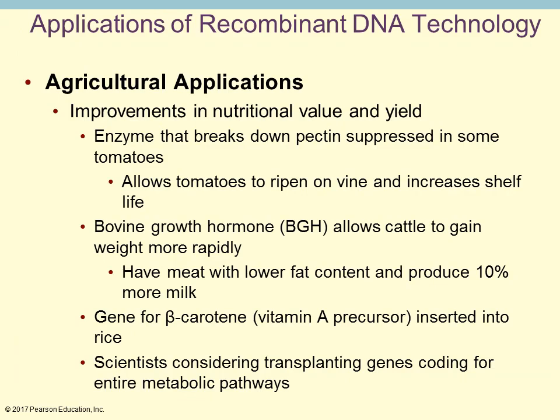These are just some additional examples from agriculture. Like I say, this has been going on for a long time. Whether it's bovine growth hormone added to cattle to have them gain weight more rapidly, the meat has a lower fat content, they produce more milk. Adding beta carotene into rice. Beta carotene is needed to help produce vitamin A, which is necessary for proper vision.